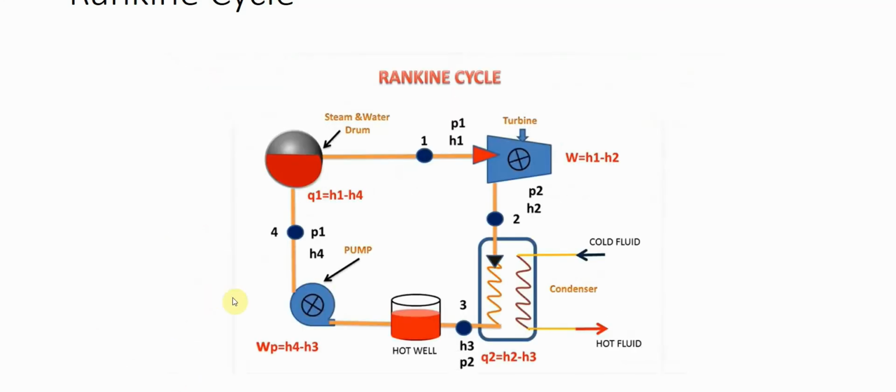So there again is the Rankine cycle, you can see here the steam and water drum, and then there is a point with pressure P1 and enthalpy or heat H1 here, which is fed to the turbine. And then there is a pressure P2, because expansion occurred in the turbine, so the pressure is not constant. The other pressure will be lower, and you can see that as P2.